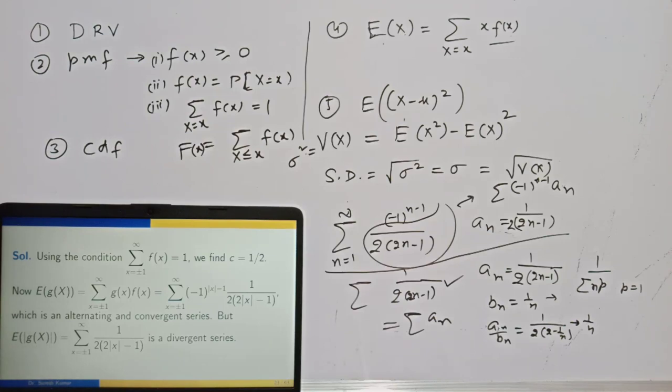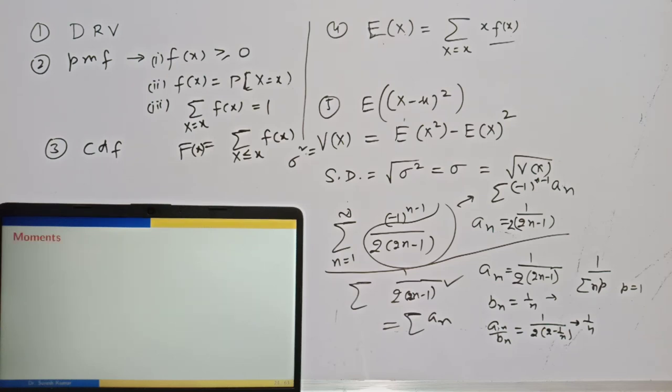So the thing is that the expectation of a function of x need not exist. This example shows that expectation may or may not exist for a given random variable, even though the distribution function is well defined. Next is moments.